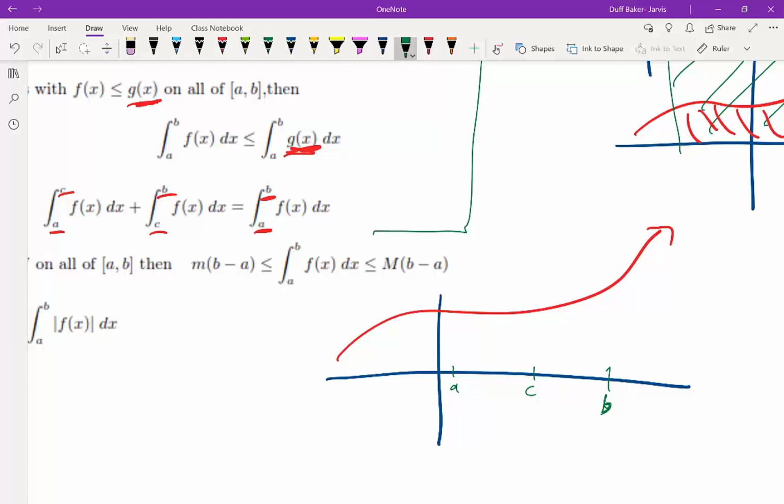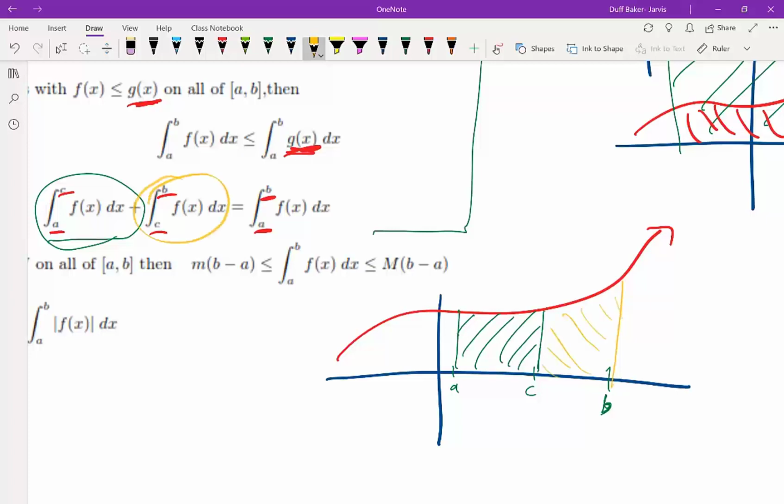But it's saying if you take the area under f between a and c, that's this term. That would be this term. And I add to it the area between c and b, that would be this area. That would be this term. Well, it says that's just the same as doing this entire area. Right, so, from a picture, this is something that clearly has to happen.